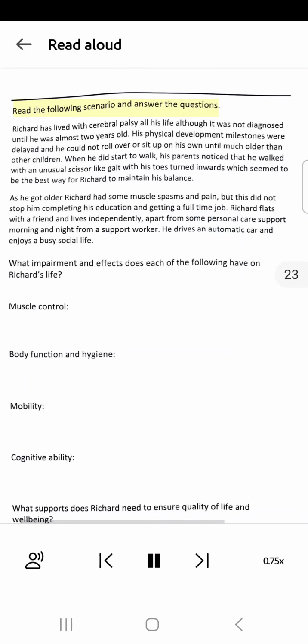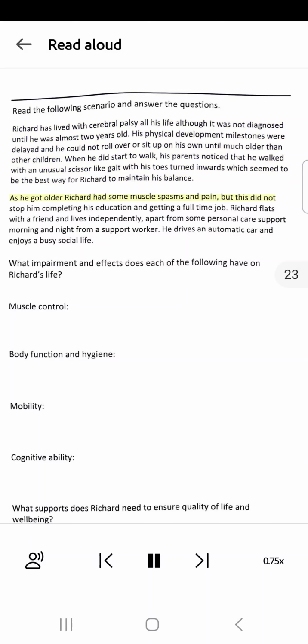19. Read the following scenario and answer the questions. Richard has lived with cerebral palsy all his life, although it was not diagnosed until he was almost 2 years old. His physical development milestones were delayed and he could not roll over or sit up on his own until much older than other children. When he did start to walk, his parents noticed that he walked with an unusual scissor-like gait with his toes turned inwards, which seemed to be the best way for Richard to maintain his balance.